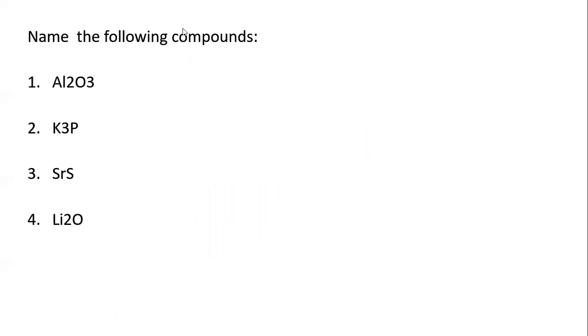So in the first example, we have Al2O3. Again, the cation is always listed first. The anion is always listed second. So our cation is Al. Al is in group 3, so the name of our cation is aluminum. And then the O is the anion. The anion of oxygen is oxide. So this is aluminum oxide.